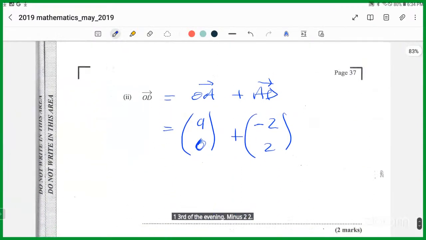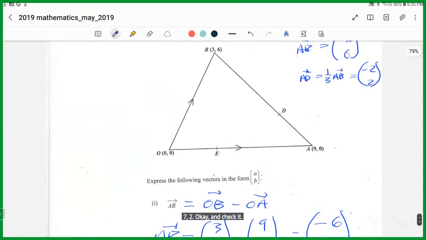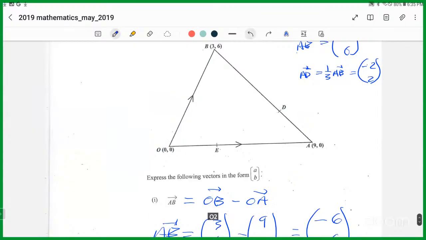Alright, so let's work it out to (7, 2). (7, 2). And we can check it. This is saying to go from O to D, we must come 7 out here, and then go 2 straight up. See, that is (7, 2).